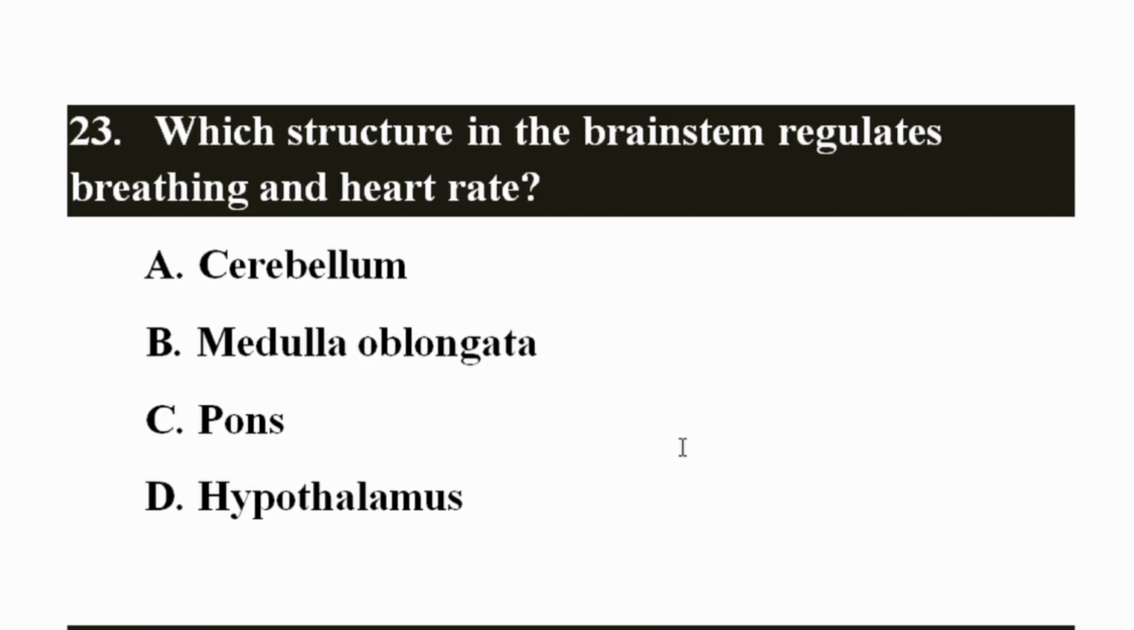Which structure in the brainstem regulates breathing and heart rate? The right option is Beta, medulla oblongata. The medulla oblongata controls vital autonomic functions.